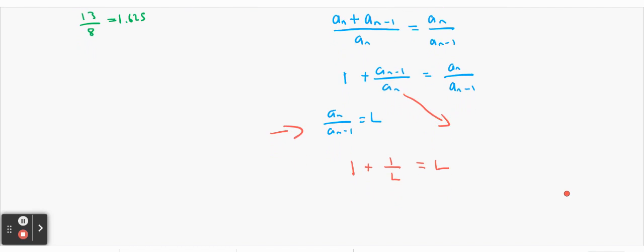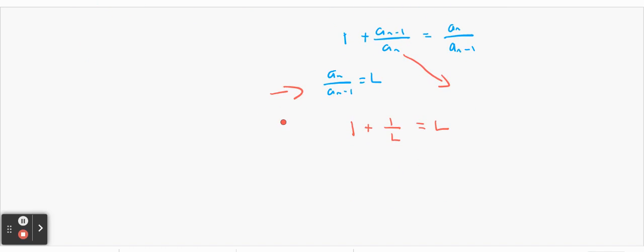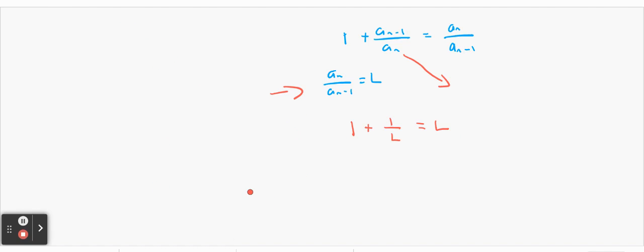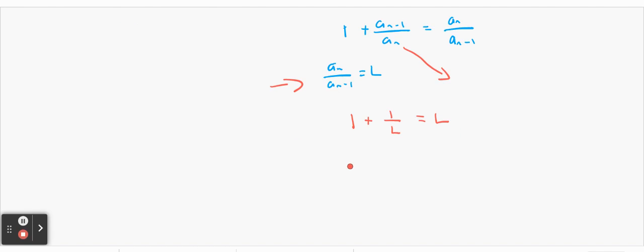So I've set up an equation now in terms of that limit. And now this is actually a quadratic equation. We can solve this quite nicely. So I'm going to multiply everything through by L. Multiplying the 1 by L, I get L. Multiplying 1 over L by L, I get 1. Multiplying L by L, I get L squared. Quadratic, we make it equal to 0. So we've got L squared minus L minus 1, which equals 0.